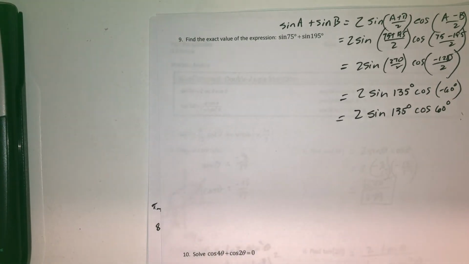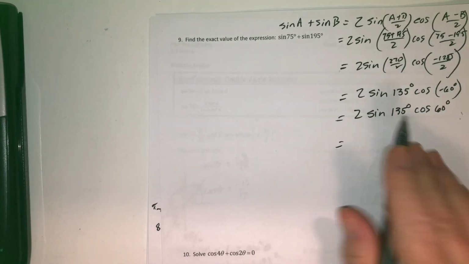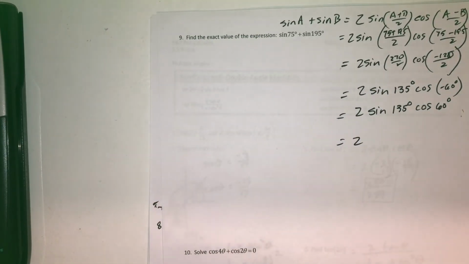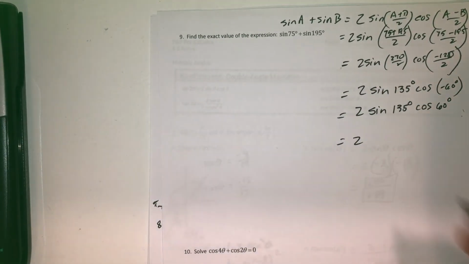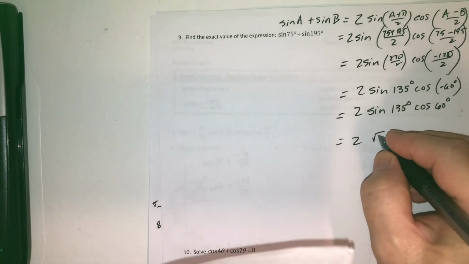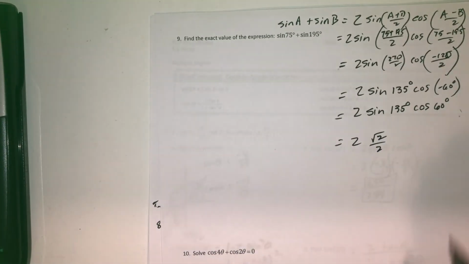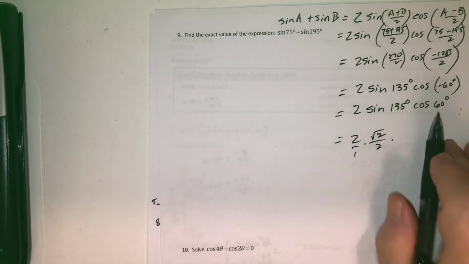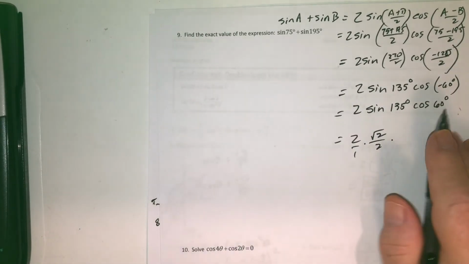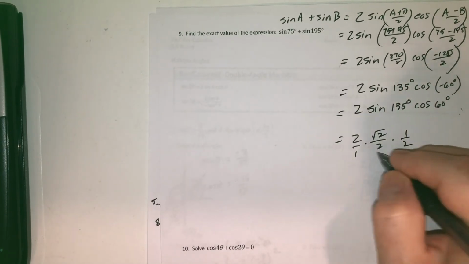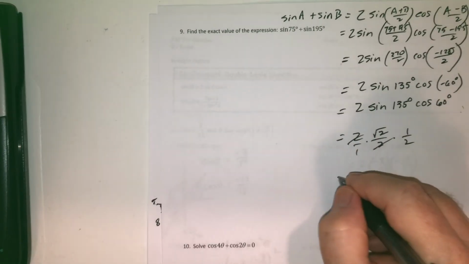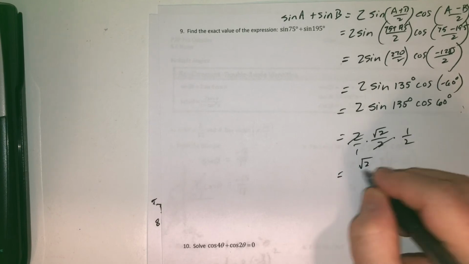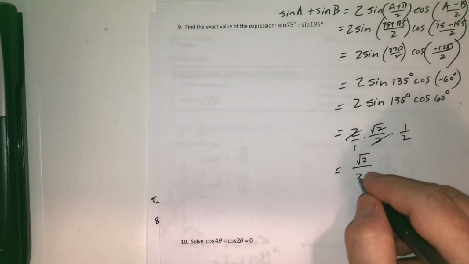Okay, now we know what those values are. We know from our unit circle that the sine of 135 degrees is the square root of 2 over 2. We also know that the cosine of 60 degrees is 1/2. Well, that 2 and that 2 cancel. That gives me up top the square root of 2 and down below 2.